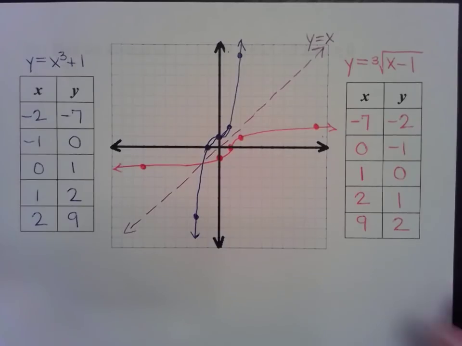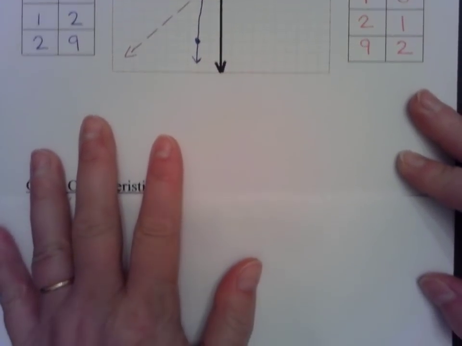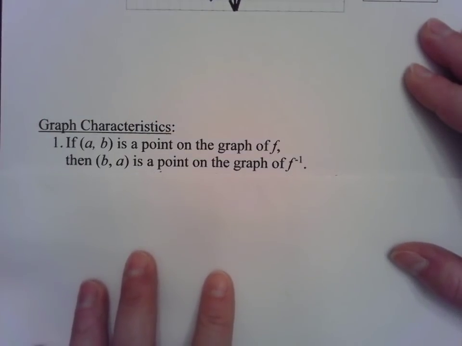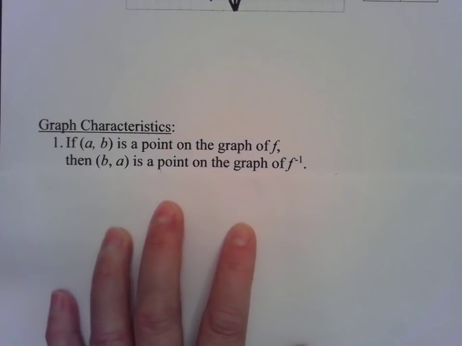Okay, so let's summarize this a little bit. There are some special characteristics of the graph. Let me point those out here. Can't put it all on the screen at the same time, I guess. So the first one is the one that we just mentioned. Basically, as a summary, it says I can flip the points, right? So if (a, b) is a point on the graph of the function f, then I can flip it around, and (b, a) will be a point on the graph of f inverse. It's always going to be true no matter which function we're looking at.